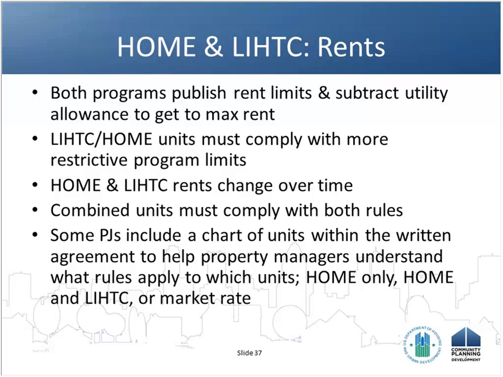So it makes it a little complicated for a property manager to make sure that they know specifically what those requirements are that are going to be applying. Are there questions that we should try to address at this point?